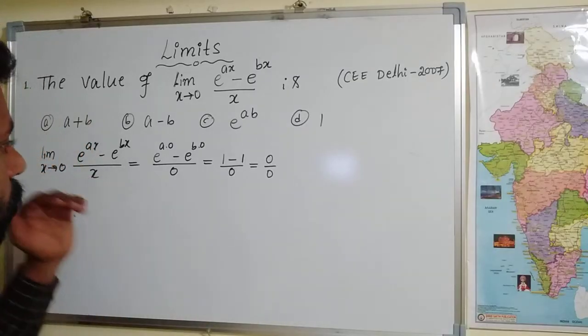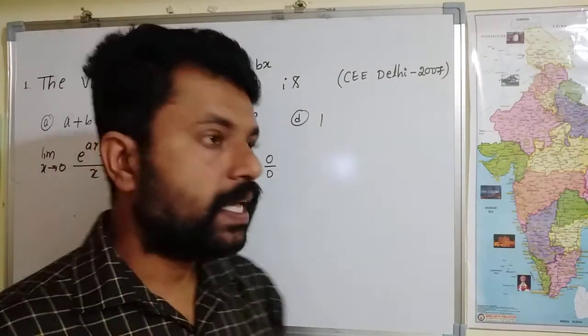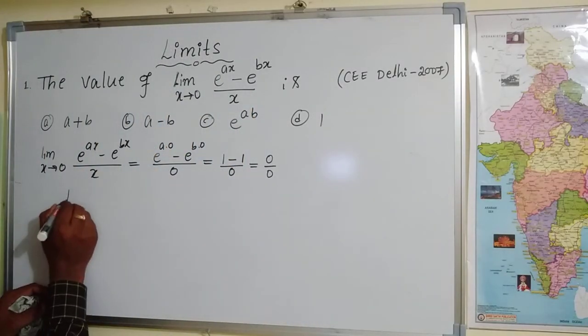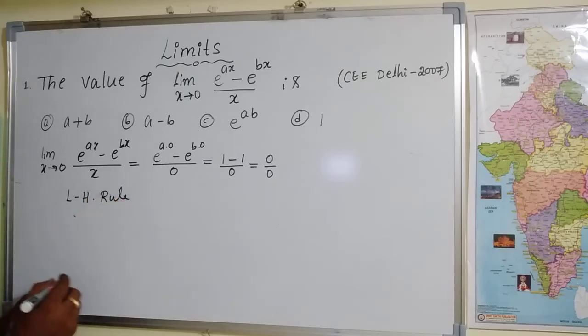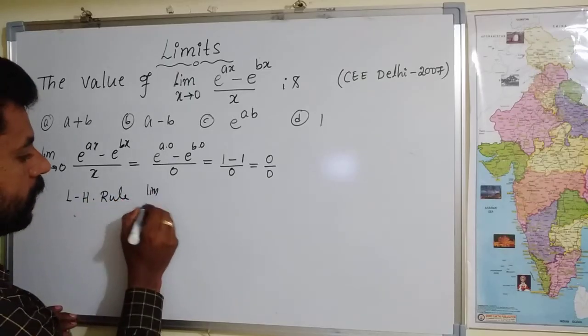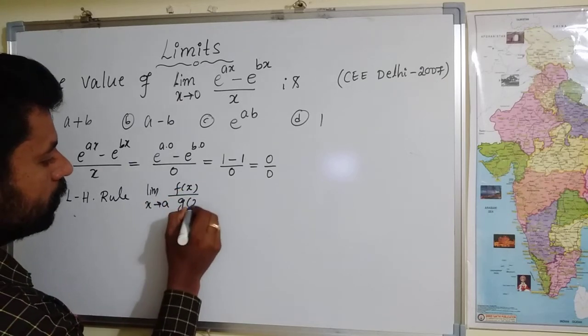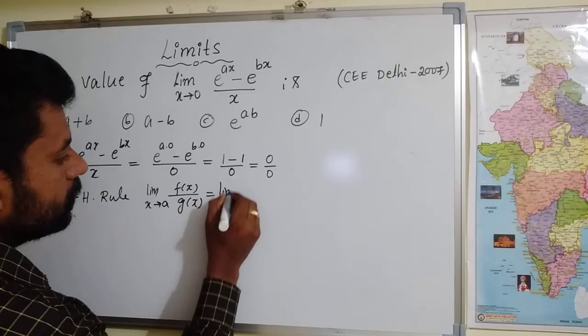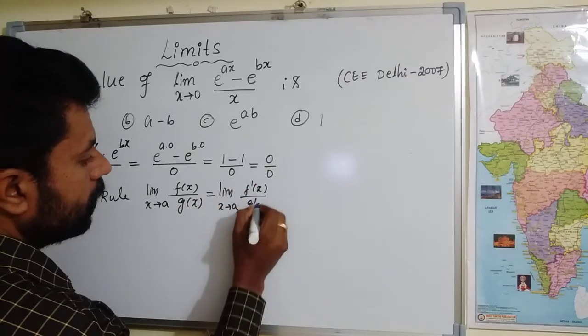Now here we solve this type of problem using L'Hospital rule. See, L'Hospital rule states that limit x tends to a, f of x divided by g of x is equal to limit x tends to a, f dash of x divided by g dash of x.